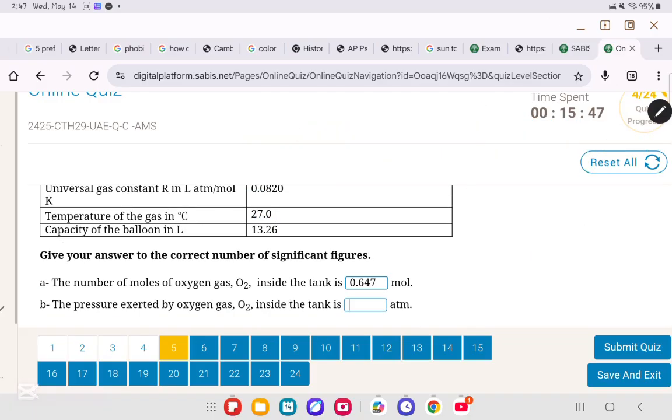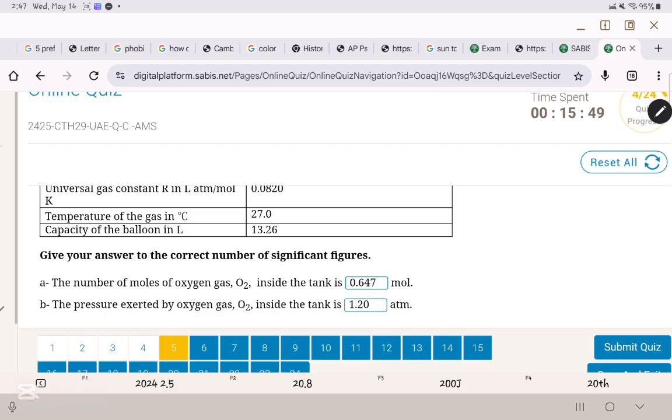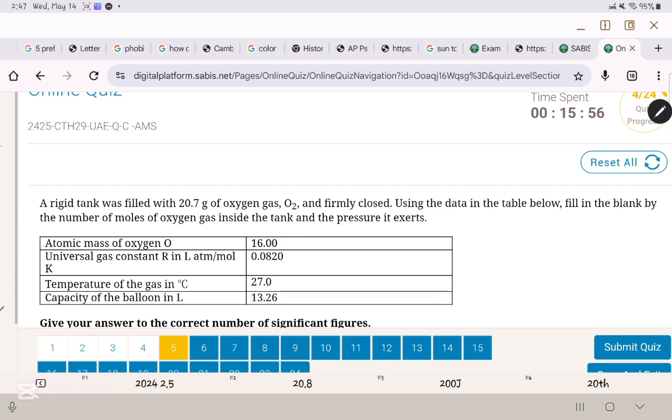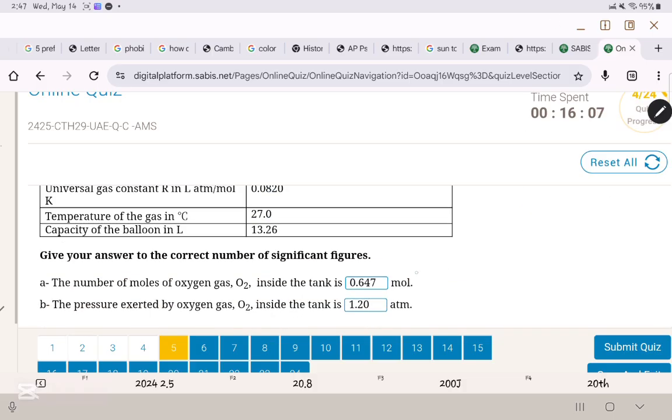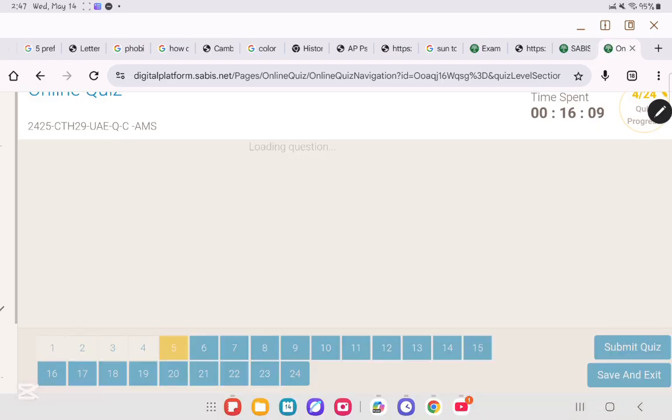Okay, so it's going to be 1.20. Pay attention, because for the correct number of significant figures, you will look at the values up. It is the least amount of significant figures. And what is the least amount of significant figures? It's 3. So this is 3, this is 3, this is 3. So it's definitely going to be 3. This is how you choose the correct number of significant figures.